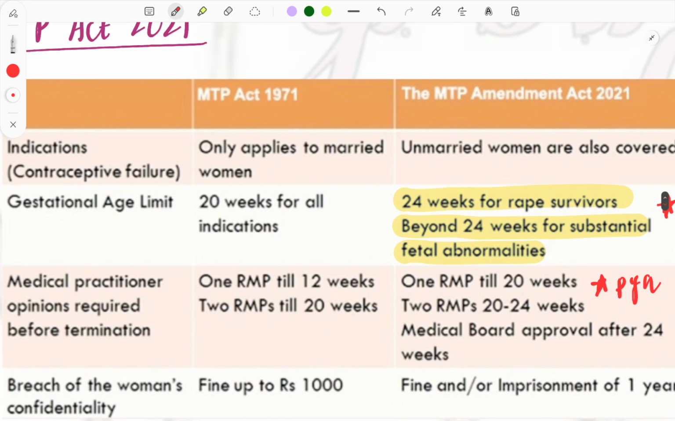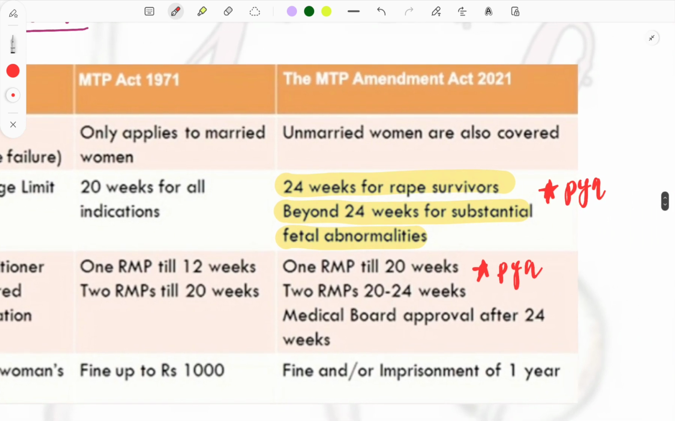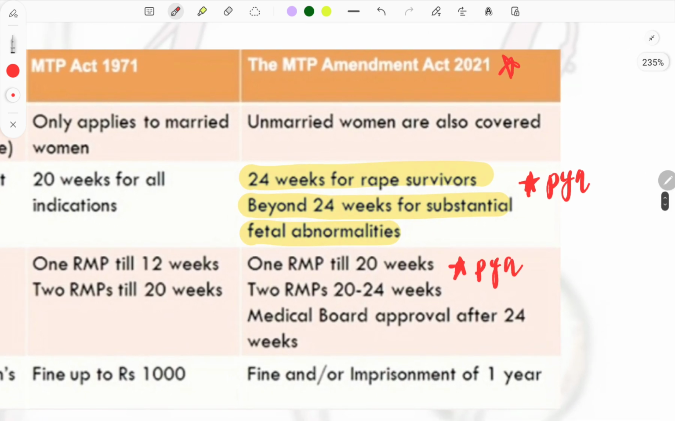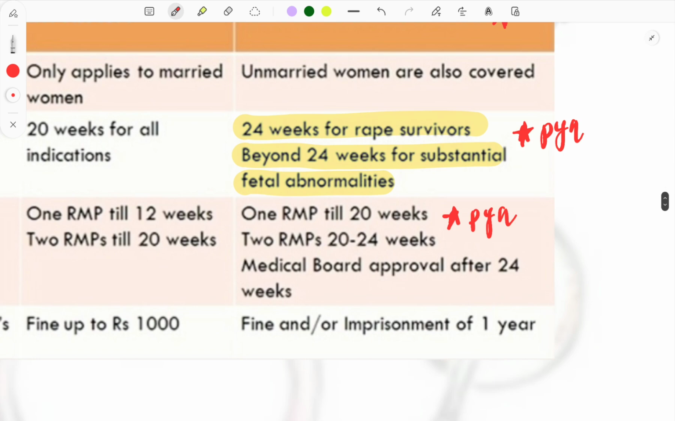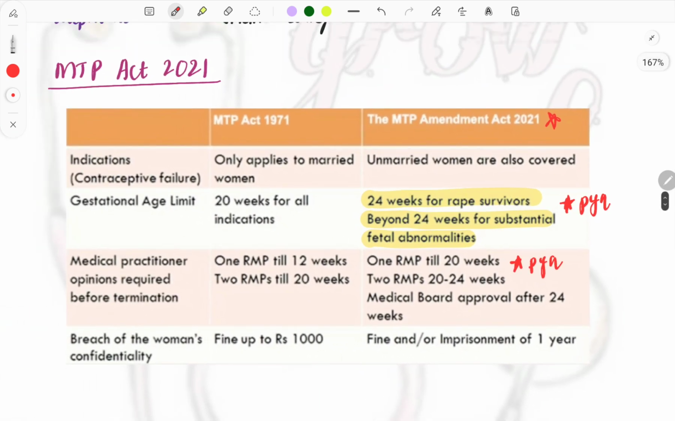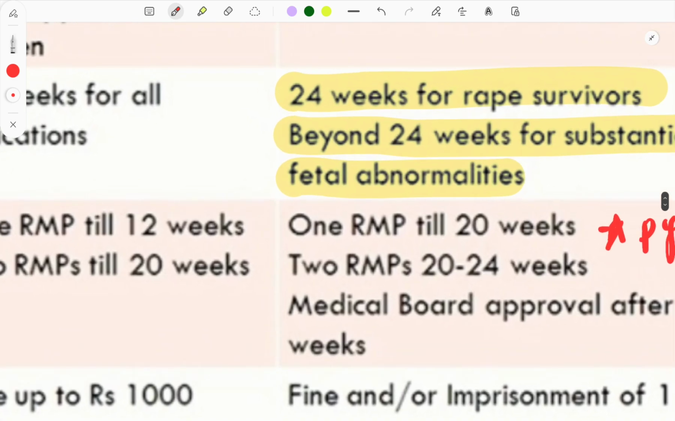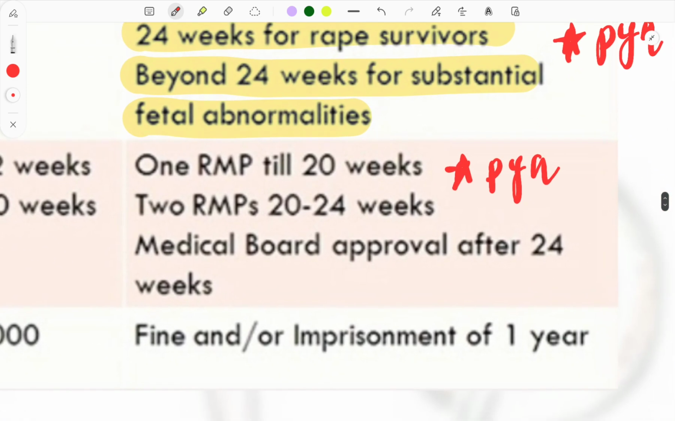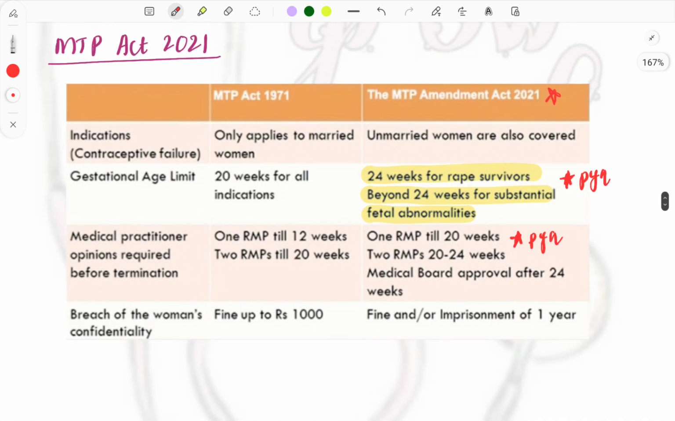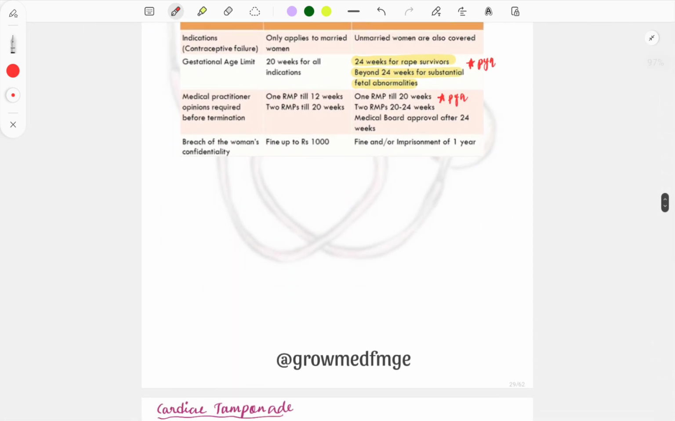So earlier in 1971 it was 20 weeks, but now the 2021 amendment is asked in the exams. 24 weeks for rape survivors, then beyond 24 weeks for fetal anomalies, and this is the opinion of the doctor based on the RMP. Up to 20 weeks, 1 RMP, then more than 20 to 24 weeks, two registered medical practitioners' opinion is required, and after 24 weeks, the medical board. Okay, so this one is from the MTP Act.